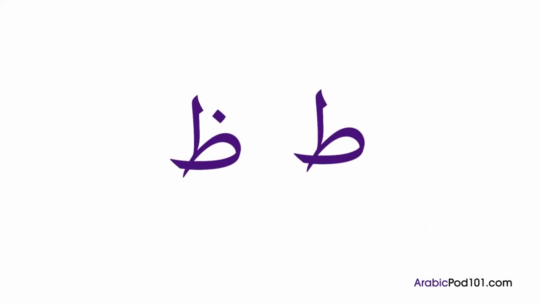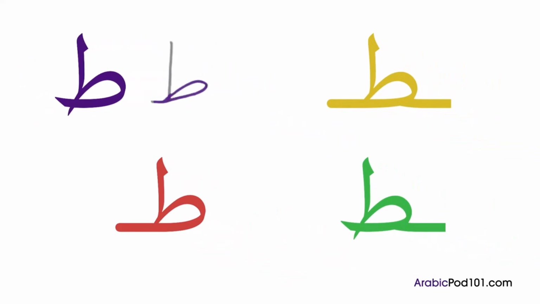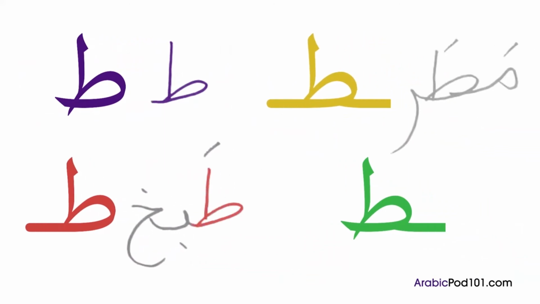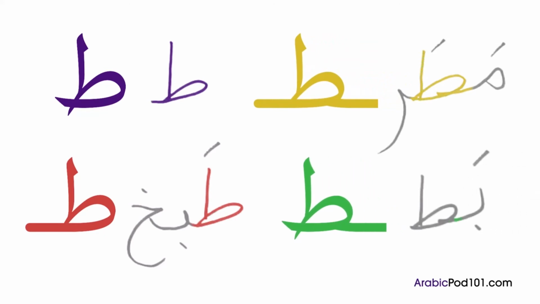Next, let's review lesson 9. We learned Ta and Dha. First, we have the Ta. Isolated, initial, medial, final.